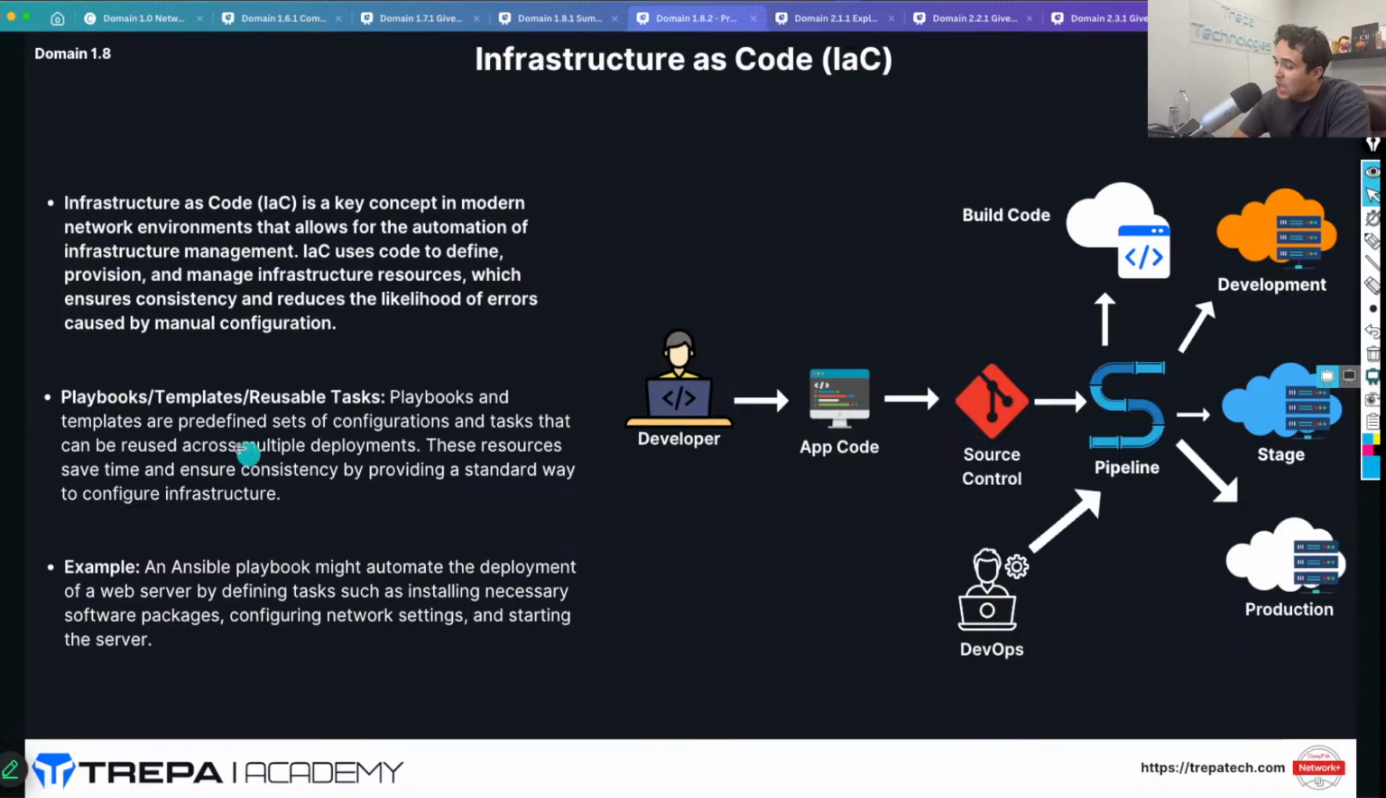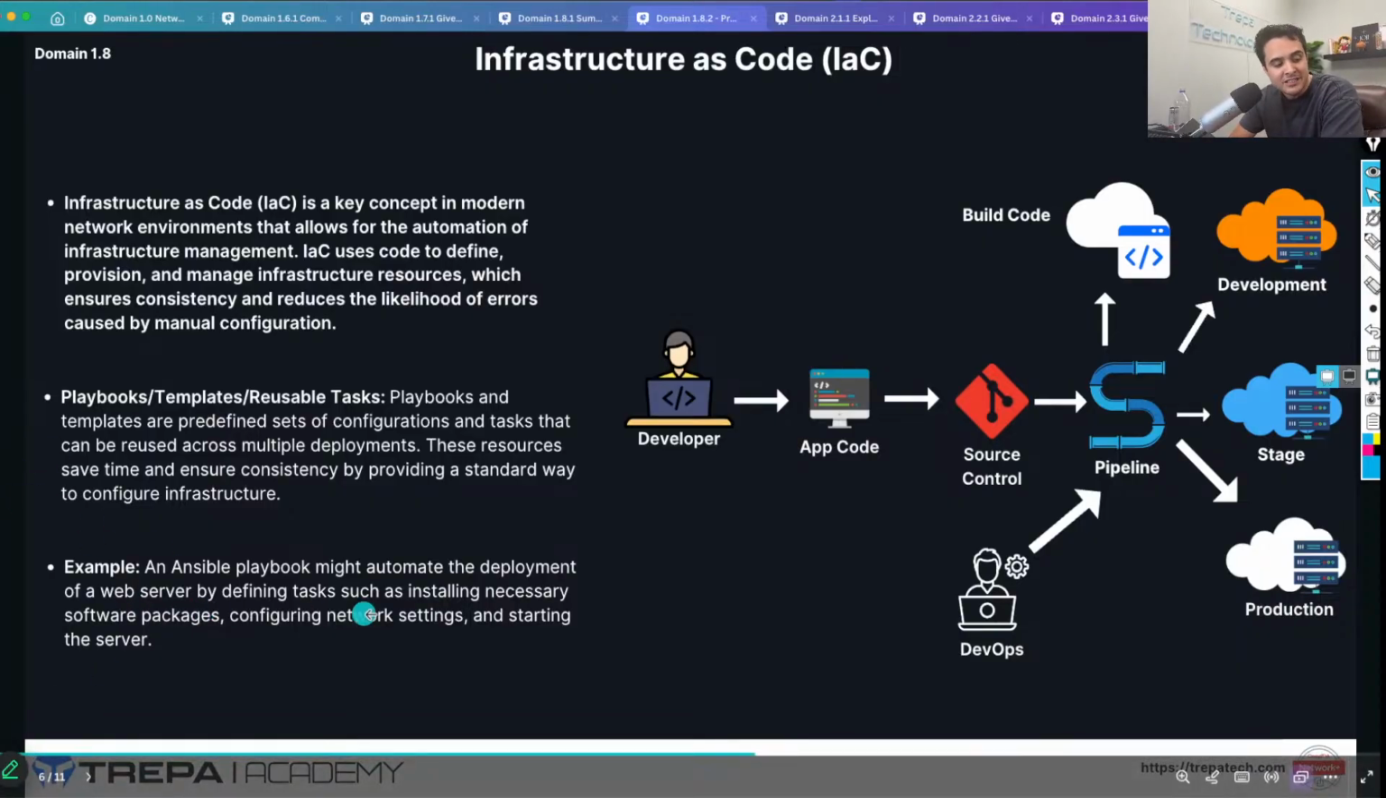So with Network+, they say we have to learn some terms here: playbooks, templates, and reusable tasks. Playbooks and templates are predefined sets of configuration and tasks that can be reused across multiple deployments. Think of this as a golden configuration, a baseline that we push out using Ansible. We deploy Ansible Tower, and that gives us a web GUI where you hit a little rocket, and that sends that golden baseline out to every device. That's a template. That's a playbook. That's a reusable thing, a standard way to configure infrastructure. So, example: Ansible playbook, okay?